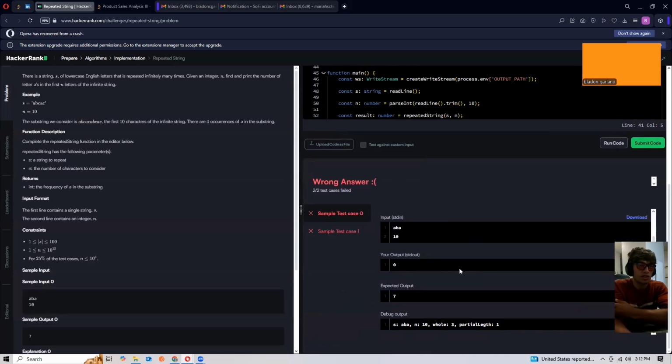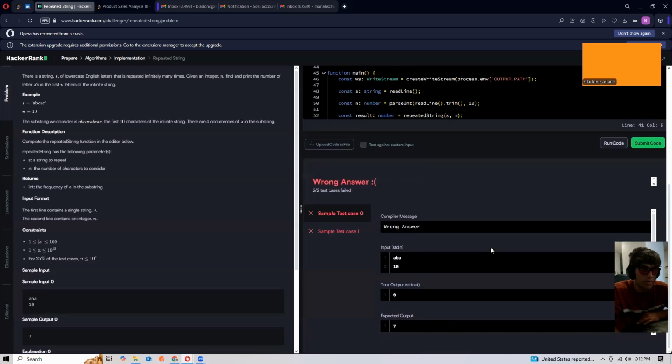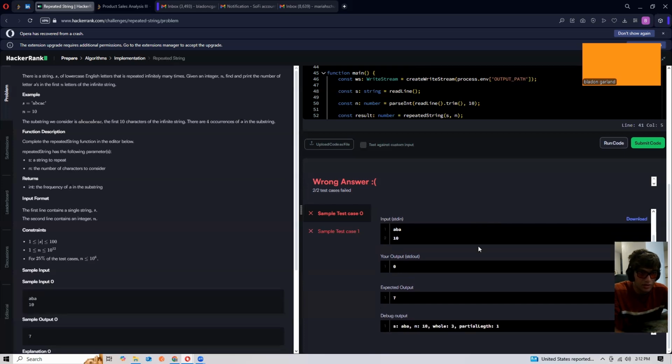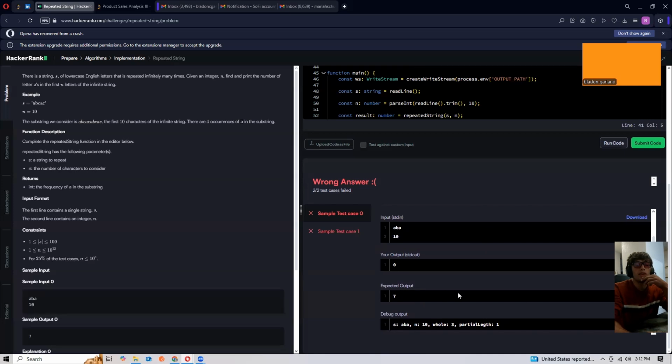Okay, so as an input it gives us ABA and a length of 10. So that would be times 3, that is 6, plus 1, it's 7. Oh yeah, expected output 7. I should have just looked at that. So in all, this divides 3 times and has a partial length of 1. That's perfect because 3 times 3 is 9, plus 1, perfect. That did exactly what we wanted it to do.